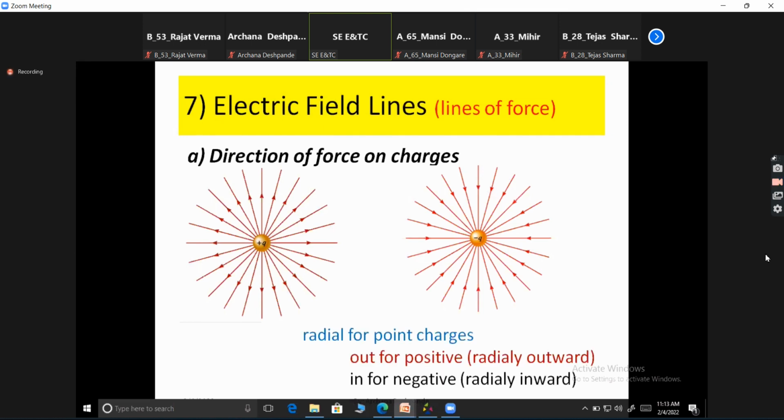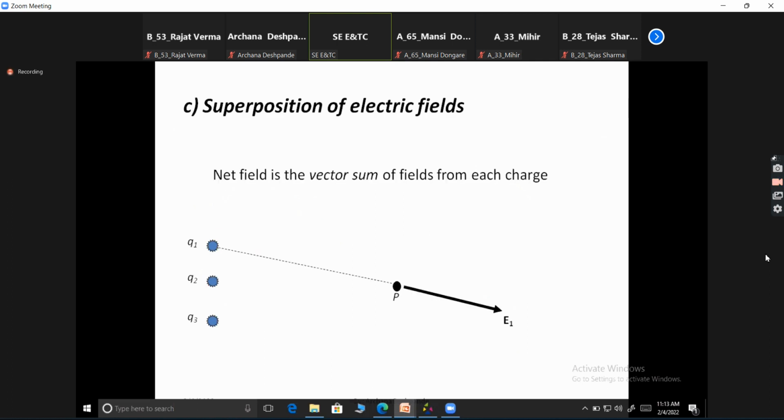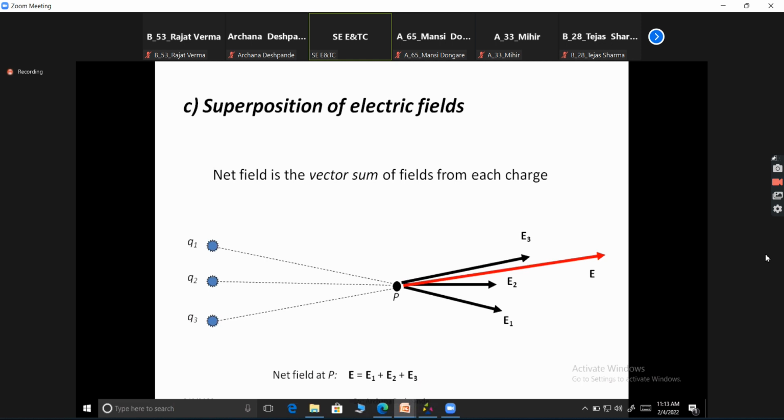Okay, radially outward, that is okay. Superposition of electric field. If more than one particle is there, then what is going to happen? Suppose there are 3 particles in the surrounding, and you want to check the impact created by the 3 particles at point P. You can individually find the impact created by each field and add them, because the nature of the equation is linear. That's why you can add it. And the red one represents the resultant direction in which the electric field is working.